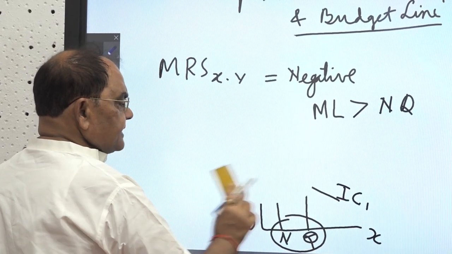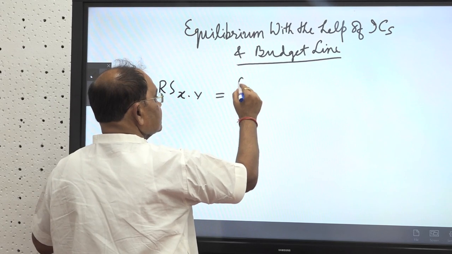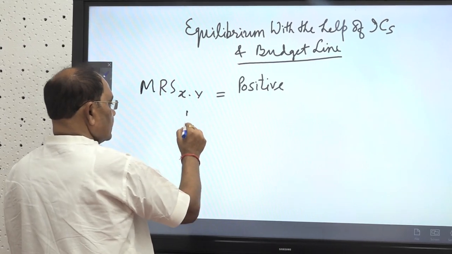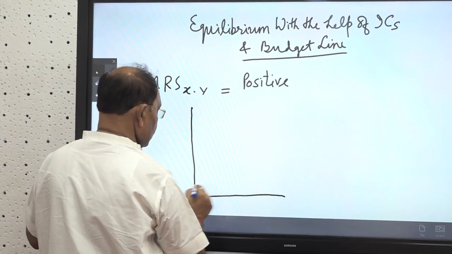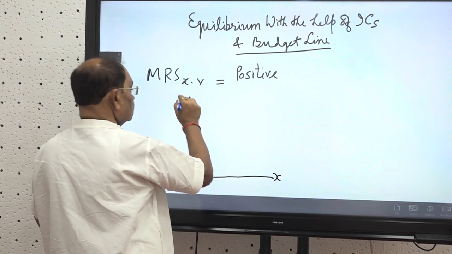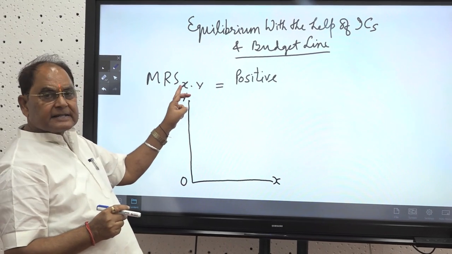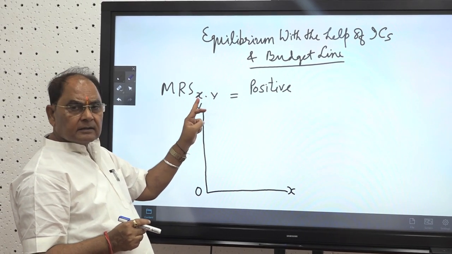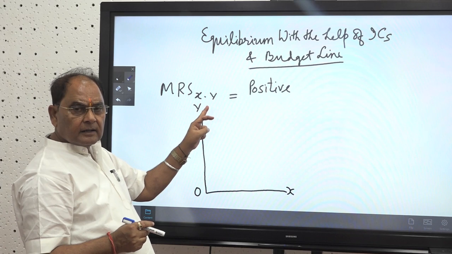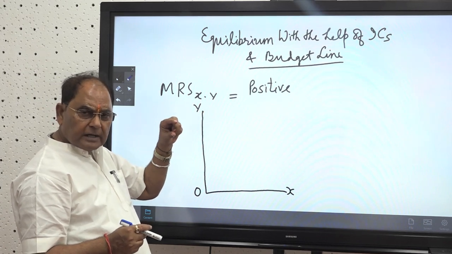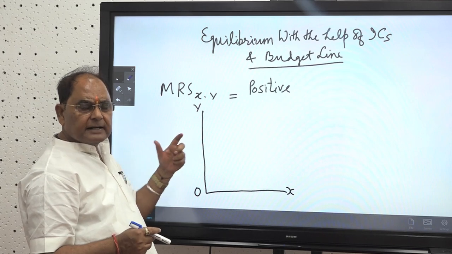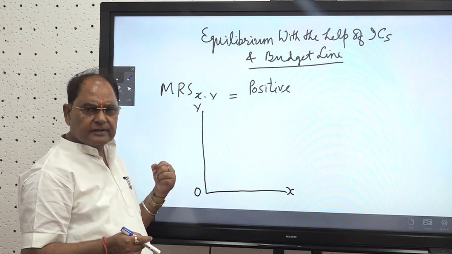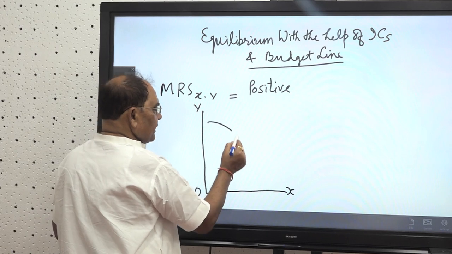Now supposing MRSXY is positive, then what will happen? That means X, that is gain, is less and Y, that is loss, leaves whatever is being left, that is more, and whatever is being gained, that is again more. Both are more. Less is sacrificed and more is received. This can be shown with the help of a concave curve.